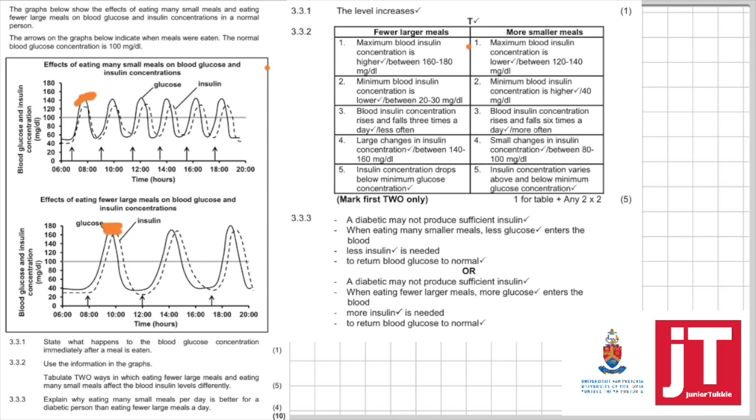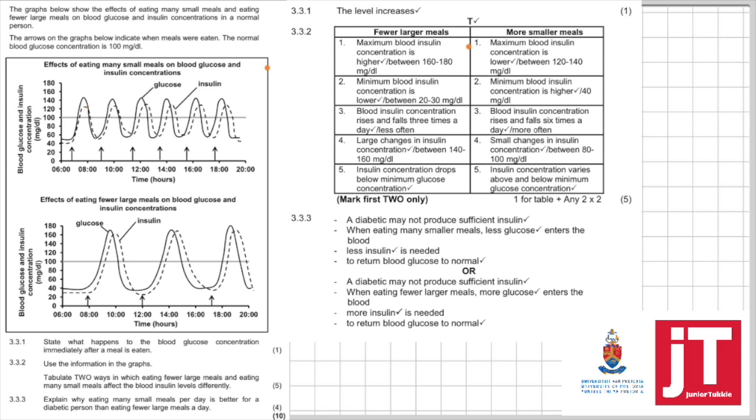Sorry, I'm looking at the wrong graph. Fewer larger meals, you can see that's the... So the maximum blood concentration is between 160 to 180. You can see that there. Eating more smaller meals, what is it? It's between 120 and 140, as you can see there. All right.